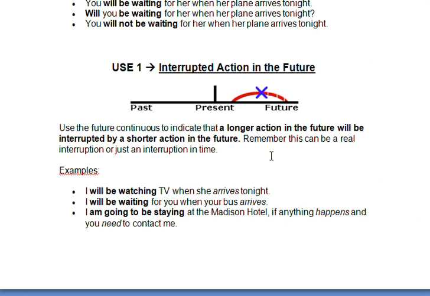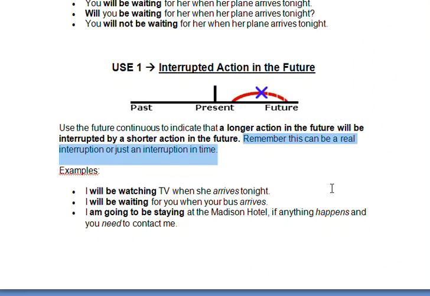Es decir, yo puedo tener que dejar de ver televisión, la acción en el futuro que me toma más tiempo en realizar, puede que tenga que interrumpirla para, no sé, abrirle la puerta. Pero también puede que esta acción, I will be watching TV, yo estaré viendo televisión, no necesariamente tenga que ser interrumpida de hecho. Puede que yo siga viendo televisión cuando ella arribe o cuando ella llegue esta noche. ¿Ya? A eso me refiero con remember, this can be a real interruption or just an interruption in time.